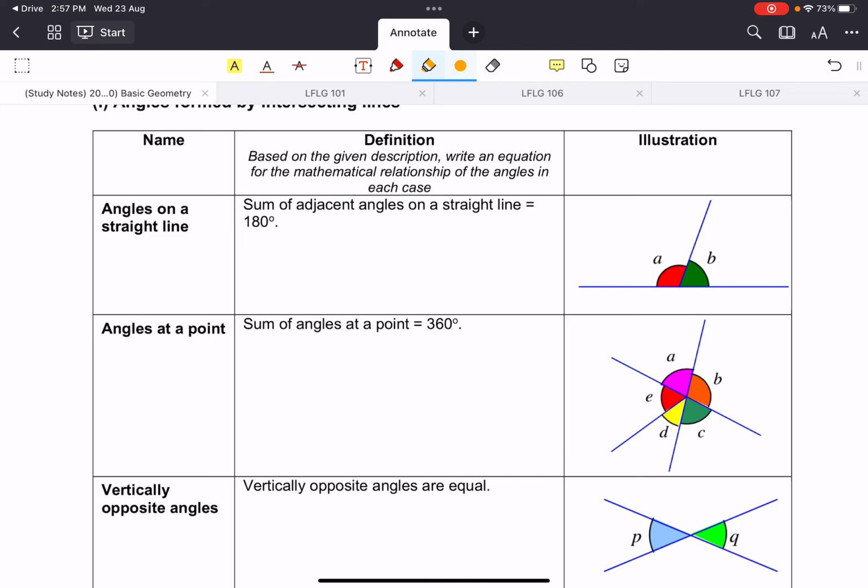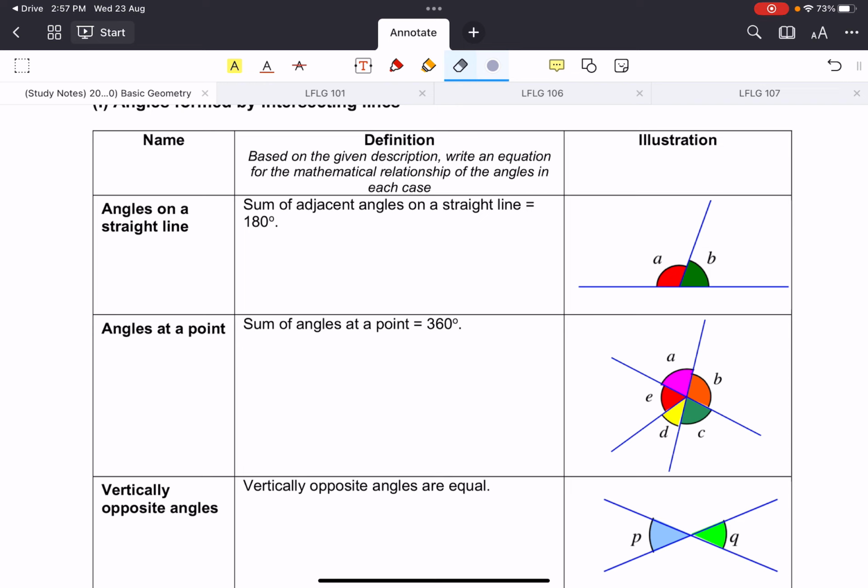So on the first row, you see angles on a straight line. What it means is that the adjacent angles on the straight line, the sum is actually 180 degrees. Okay, so that's what it means. You can see them in the illustration. I think we can understand this quite easily. Next, if we say angles at a point, what we really meant is that the sum of the angles around a point add up to 360 degrees. Okay, this is also quite easily observable based on the illustration, right?